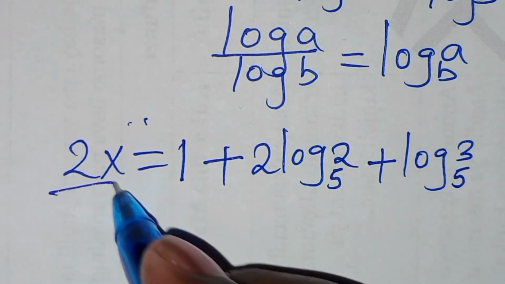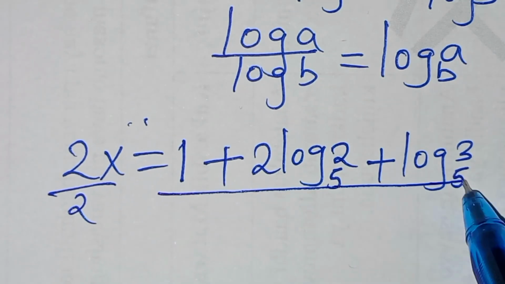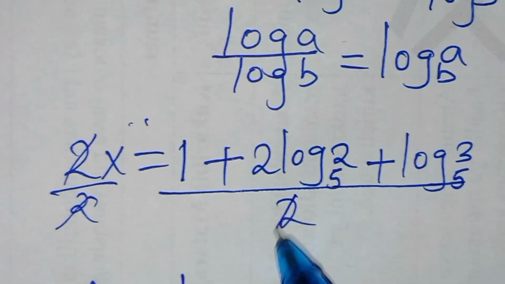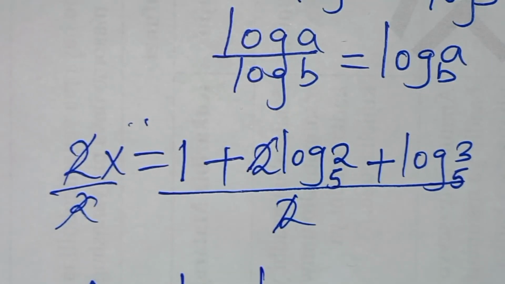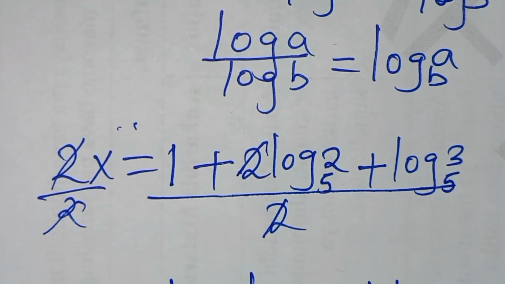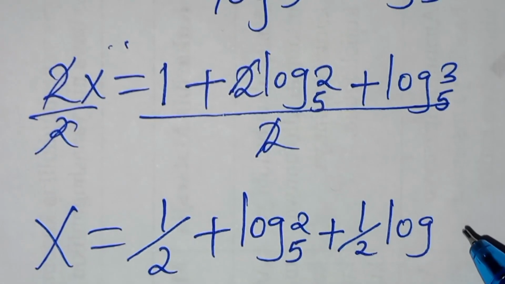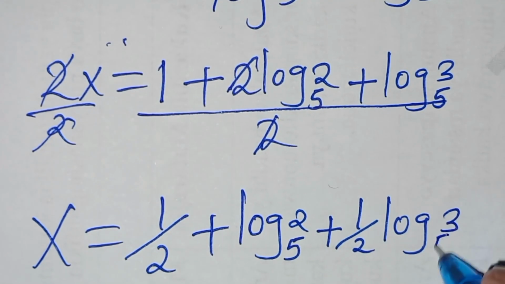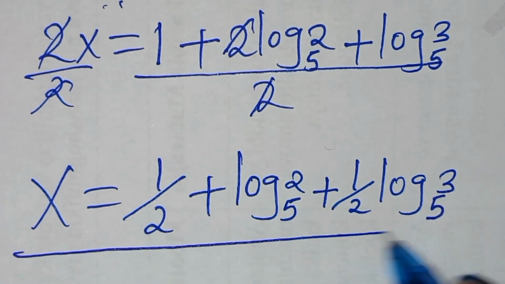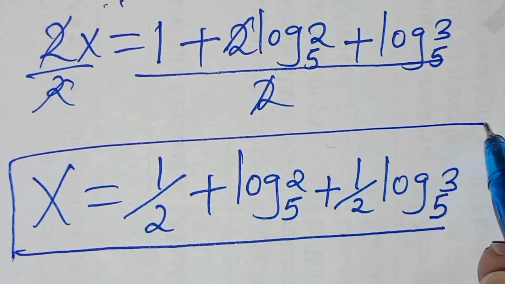So let's divide both sides by 2 here, so that now the value of x is equal to half plus, now 2 and 2 simplifies, so this is log 2 to base 5, then plus half log 3 to base 5. So now this is the value of x.